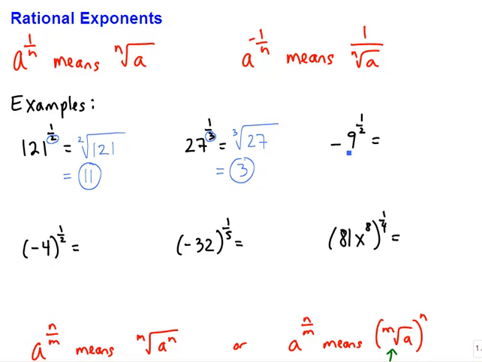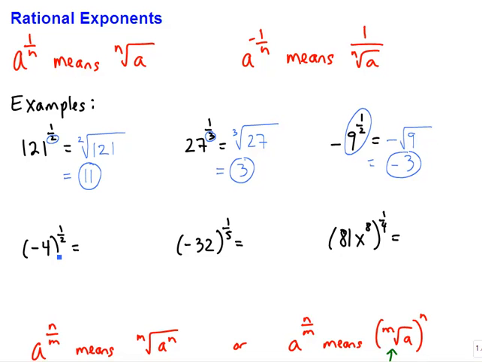The next example is really important because of this negative. Notice that there are no parentheses in the example, so this 1/2 power only gets associated with the 9. So only the 9 is being raised to the 1/2 power. The negative is just going to stay out front. Now a 1/2 becomes a square root, and since it was only the 9 being raised to the 1/2, only the 9 goes under the square root. Square root of 9 becomes 3, and the minus that was out front stays put, so our answer is -3.